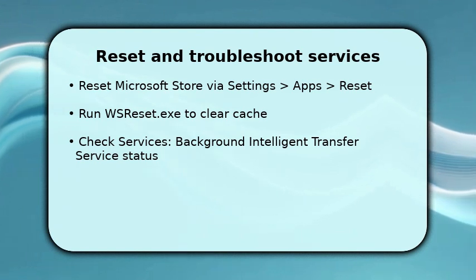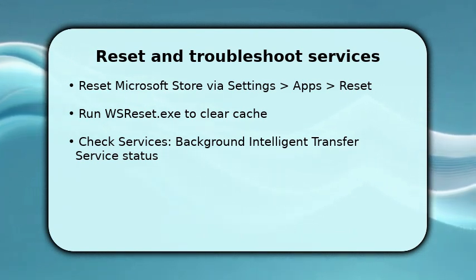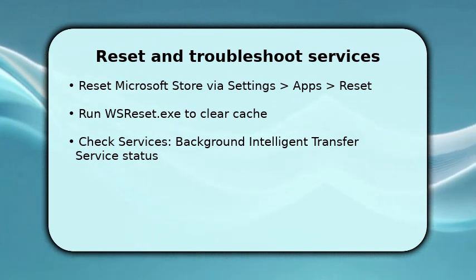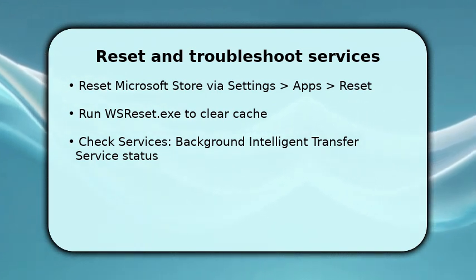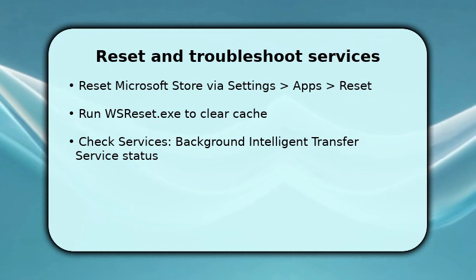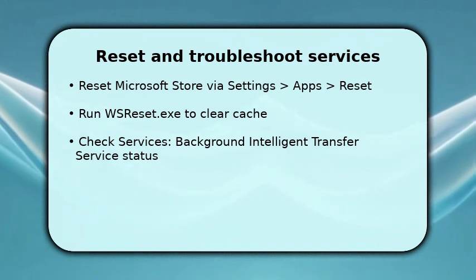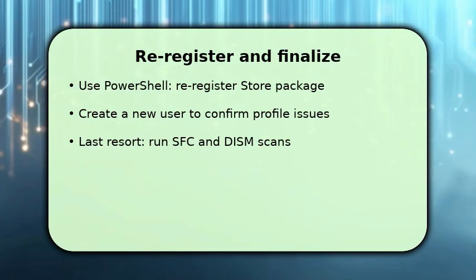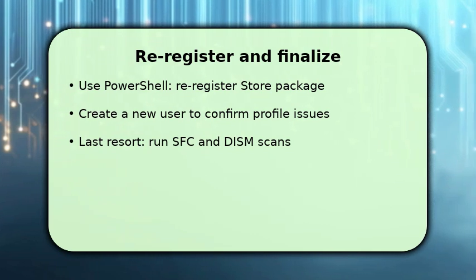Then open Services and verify Background Intelligent Transfer Service and Windows Update Service are running. If stopped, start them and set Startup Type to Automatic. These steps address deeper corruption and service issues. Finish by re-registering the store using PowerShell as admin with the AppX package re-registration command. This repairs missing package manifests.